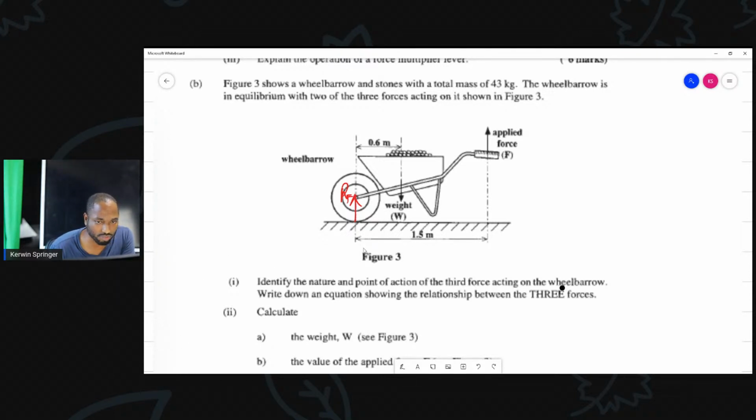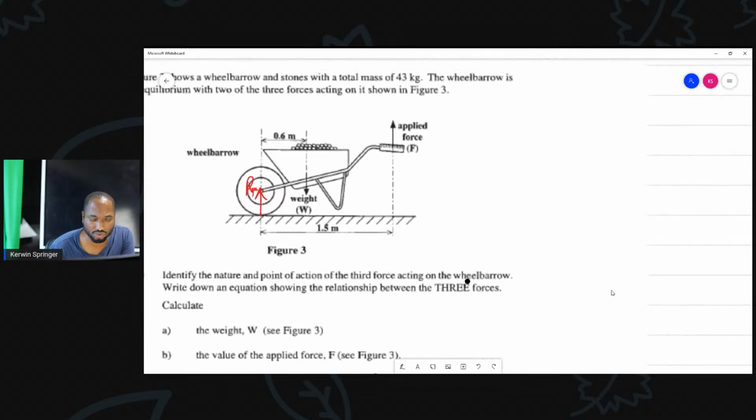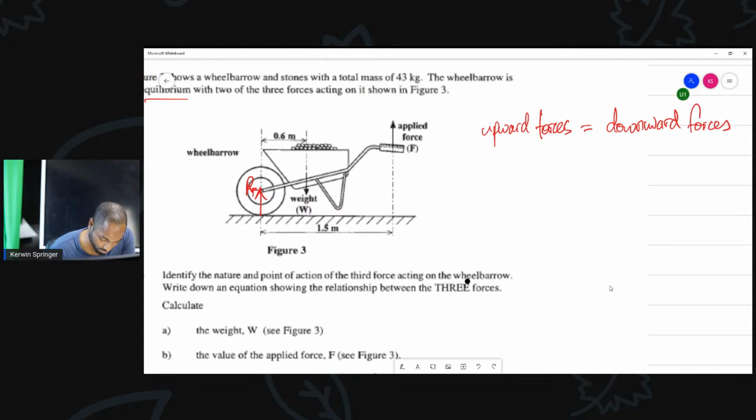So does it matter if it's going up or down? You need to put this force going up. The downward force is the weight. And then you need to write down an equation to show the relationship between the three forces. Well, the upward forces would be equal to the downward forces if it's in static equilibrium. So we can expect that the applied force, labeled F, plus the resultant force on the wheel must be equal to the weight. And then they want us to calculate the weight.